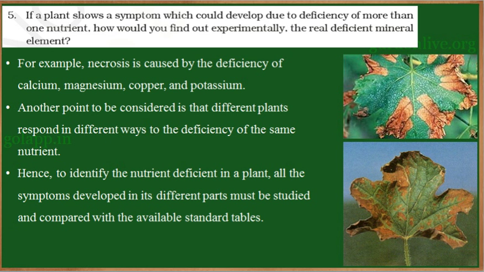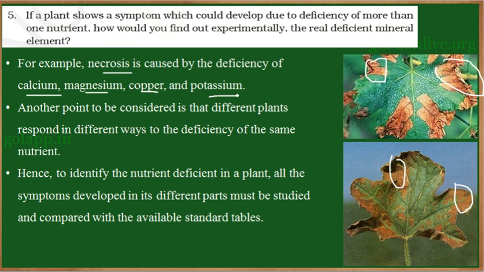We can take another example: necrosis. Necrosis is when the cells or a tissue die. Here we can see patches of tissue which are dying, and this is called necrosis. Necrosis is caused by deficiency of multiple nutrients, for example calcium, magnesium, copper, potassium. All these nutrients, when present in lesser quantity, can show necrosis. Even calcium as a single nutrient, when present in lesser quantity, leads to necrosis. In this way, it is very difficult to identify what exactly is the real deficient nutrient.